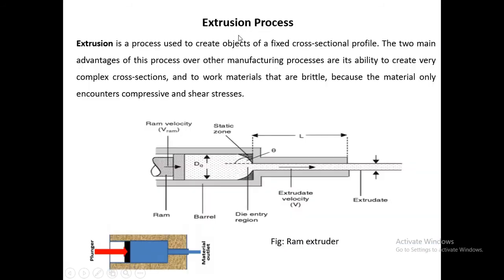So now I will be explaining the extrusion process. Extrusion is a process where a material is pushed through a die of the desired cross section. The extrusion process follows three stages. The initial stage is where the powder is mixed with a binder to form a crumble type consistency.